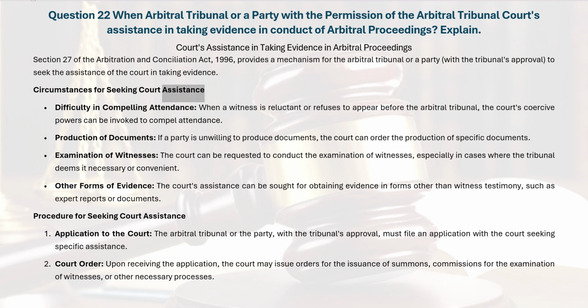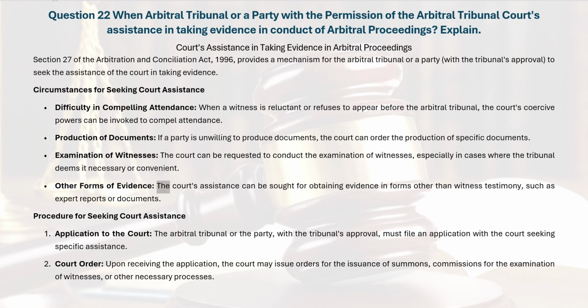Circumstances for seeking court assistance. Difficulty in compelling attendance. When a witness is reluctant or refuses to appear before the Arbitral Tribunal, the court's coercive powers can be invoked to compel attendance. Production of documents. If a party is unwilling to produce documents, the court can order the production of specific documents. Examination of witnesses. The court can be requested to conduct the examination of witnesses, especially in cases where the tribunal deems it necessary or convenient.